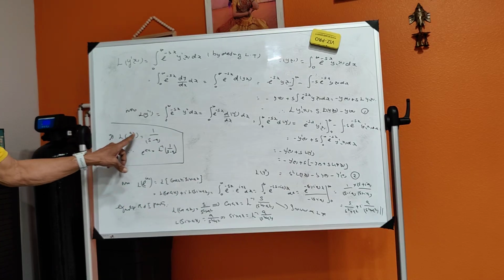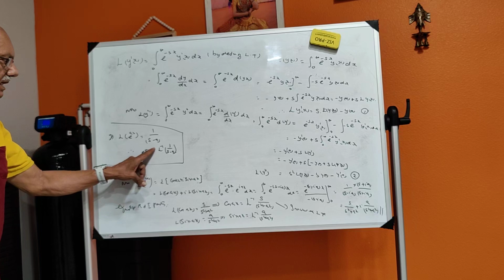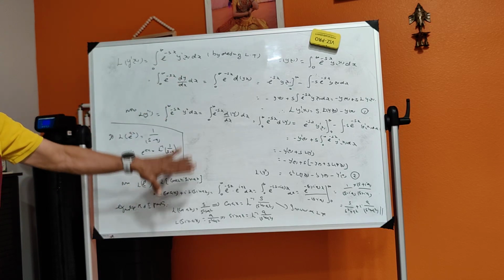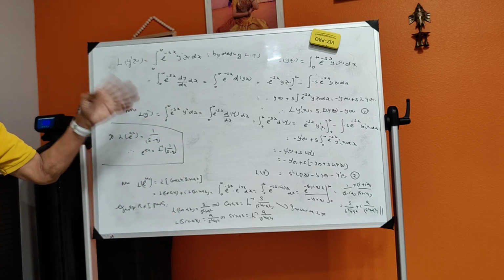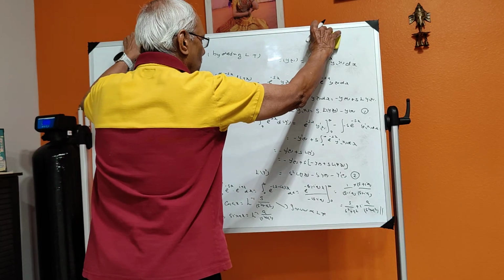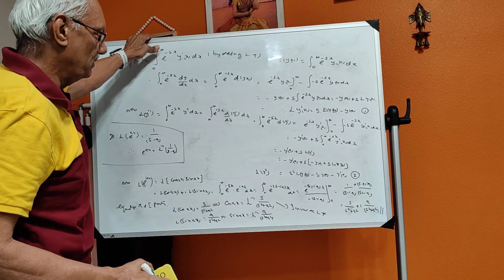So the Laplace transform of e to the power of ax is 1 by s minus a. Therefore, e to the power of ax is equal to the inverse transform of this. So I will work out the problem using these ideas. Let me start working this out. So what is it that we will get here?